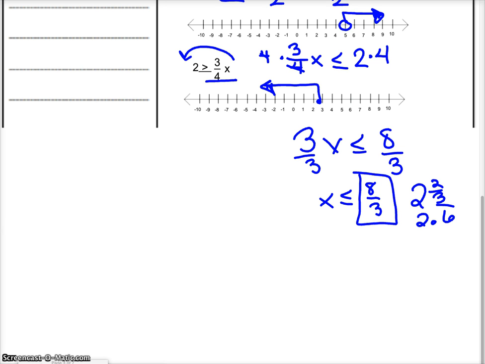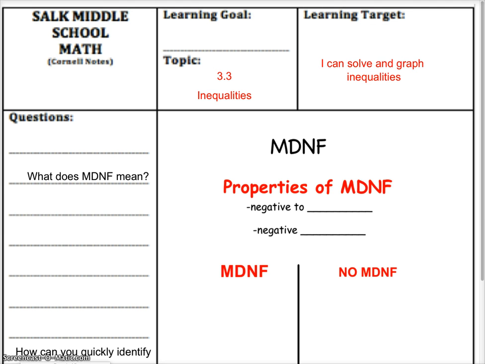Okay. And now I think we're going to talk about MDNF. Right? If I can change pages. Are you kidding me? Okay.